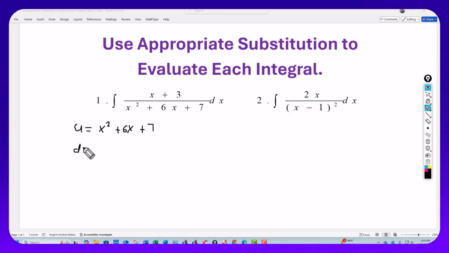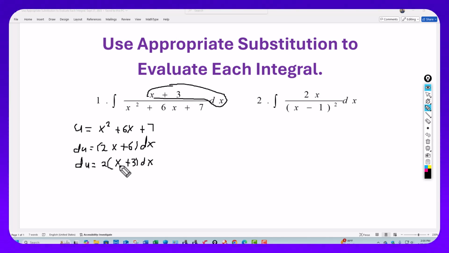So if I take the derivative here, du on the right side, the derivative will be 2x plus 6, and there will be a dx here. I was looking ahead here: it's 2x plus 6 dx, and then notice if I take out a factor of 2, I get 2 times (x plus 3) dx. And notice that's sitting right here in the numerator. So I divide through by 2, and I know that (x plus 3) dx can be replaced by du over 2.